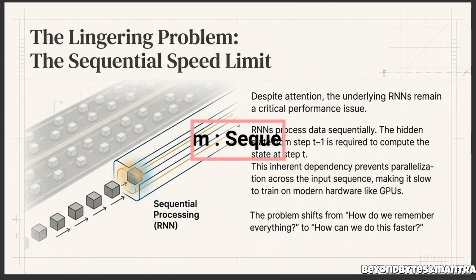But even with attention, RNNs were chained to sequential processing, each step depending on the previous one. GPUs built for parallelism couldn't unleash their full power. The question shifted from "how do I remember this?" to "how can I go faster?" Researchers realized that to scale models and datasets, they needed to break free from the sequential dependency. And that is where the revolution started.